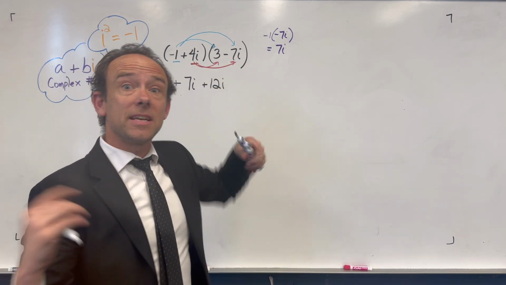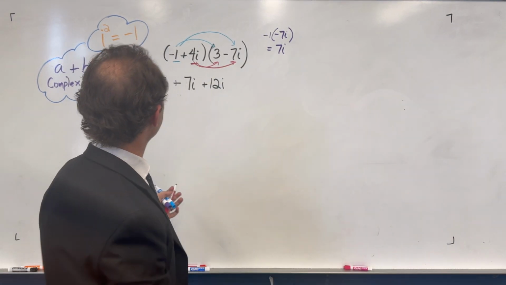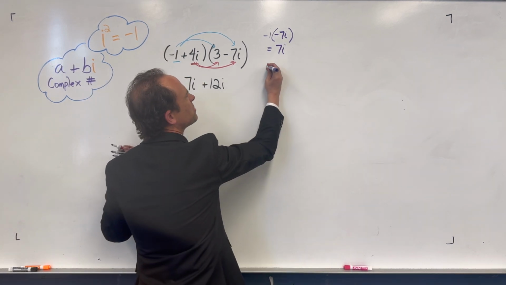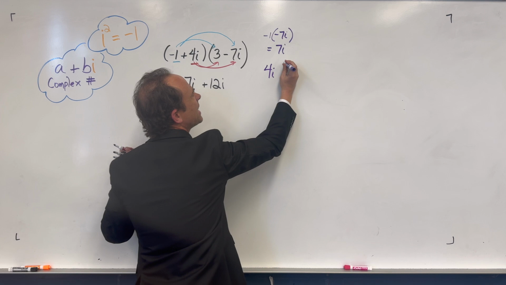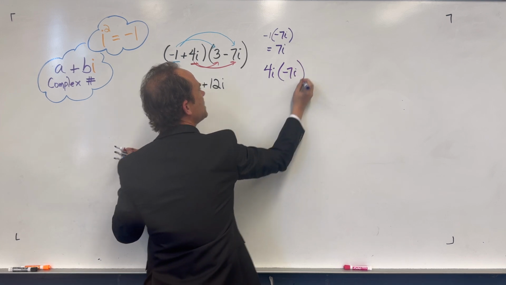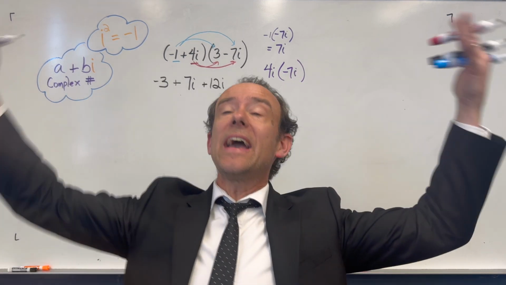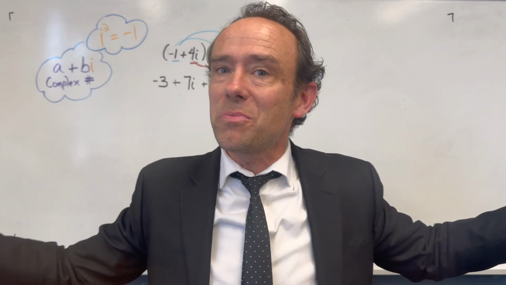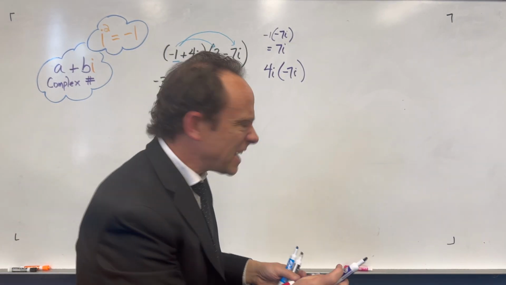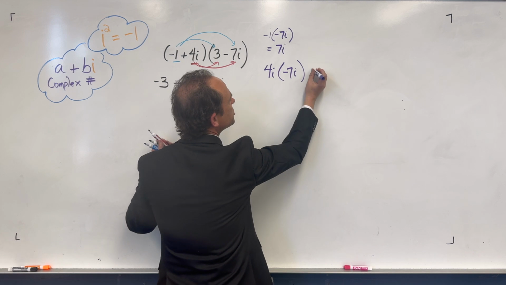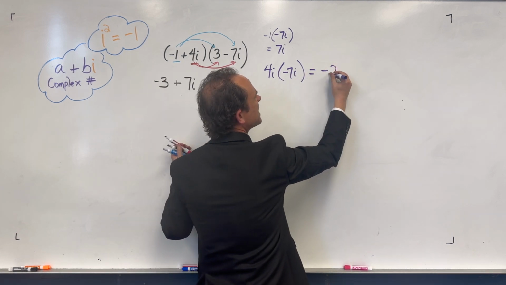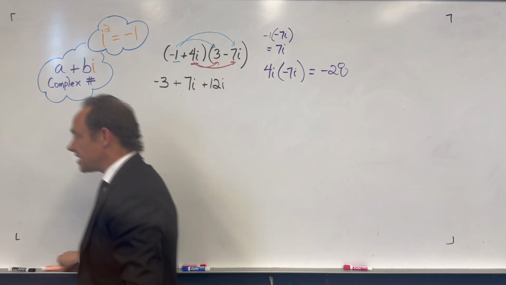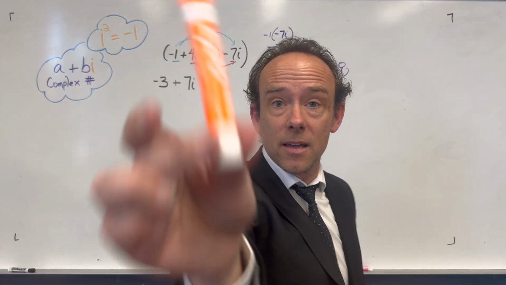4i times -7i. Uh-oh, I'm gonna move over to the margins and look at this one a little bit closer. So we got 4i times -7i. i has to conform to things like the associative and commutative property, so the order of multiplication doesn't matter. So what I'm going to do is first multiply 4 times -7. Then I'm going to multiply i times i, which is, dun da da da.